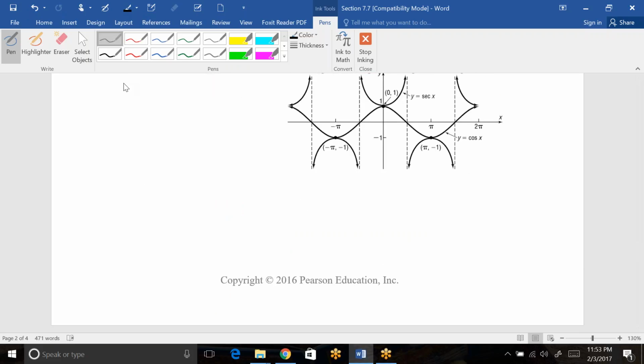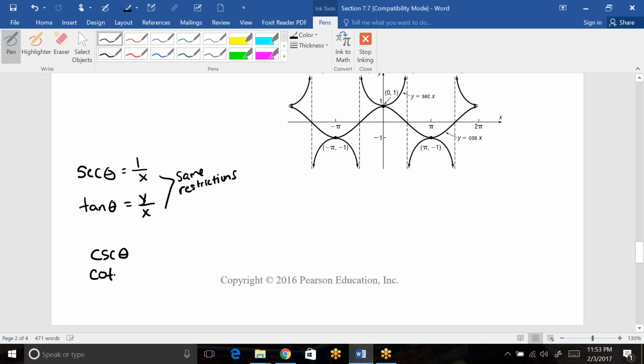So let me write that out, because it's good to talk it through, but it's better to relate it. So secant of theta, remember, because secant is related to cosine, is 1 over x. Tangent of theta is y over x, which means that both of these have the same restrictions, because they both have that x in the denominator. Whereas cosecant of theta and cotangent of theta, that is 1 over y and x over y. Because of the y in the denominator, they also have the same restrictions for their asymptotes. So that's why that is the way it is.